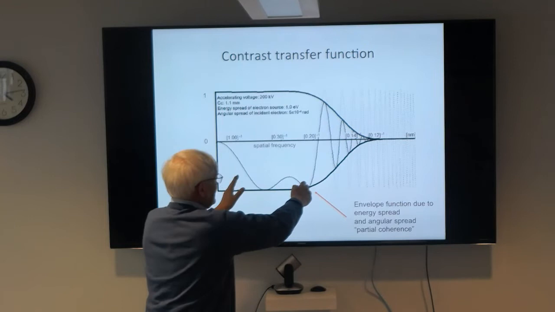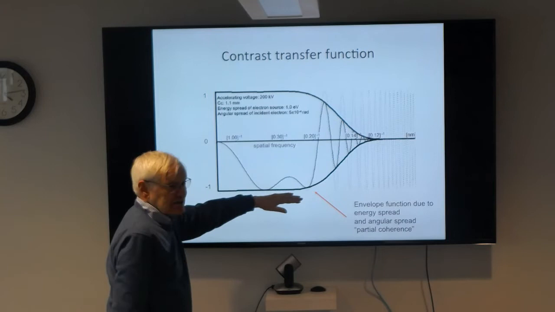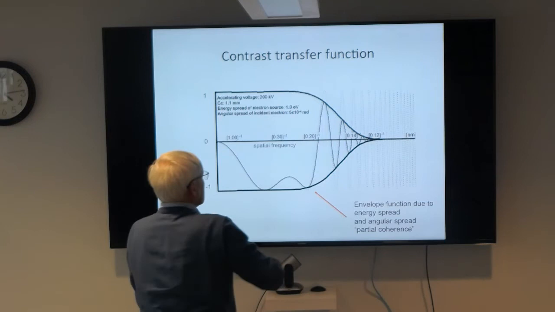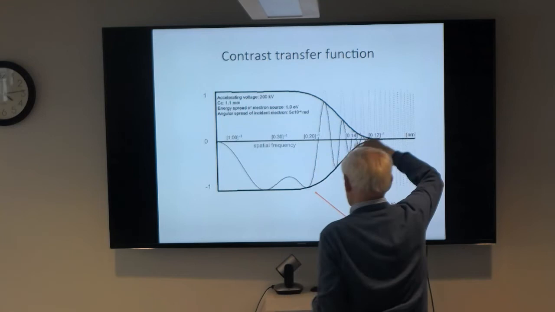So here we have a defocus setting that produces a very large contrast interval. Other defocus settings would not do this; they would go like this. Now this here potentially goes on forever. It gets into more and more oscillation.